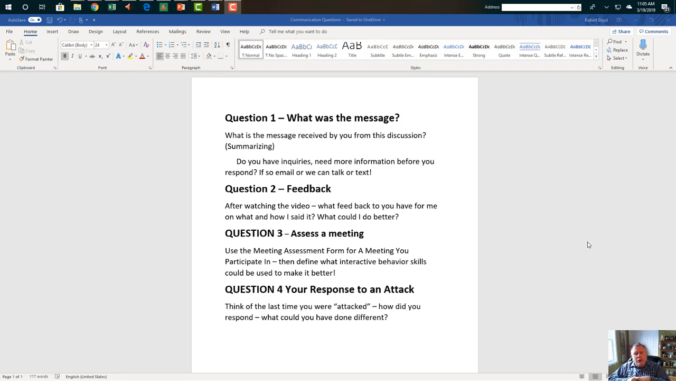Now, let's move on to our reflection on communication. The first is question 1. What was the message? Now, you might want to use the clarifying tool of summarizing to summarize what the message received by you from this discussion was. But before you can do that, you may need to use other clarifying skills. Do you have inquiries? Do you need more information before you respond? Do you agree? Do you disagree? If so, email, or we can talk or text, whatever form of communication is best for you.